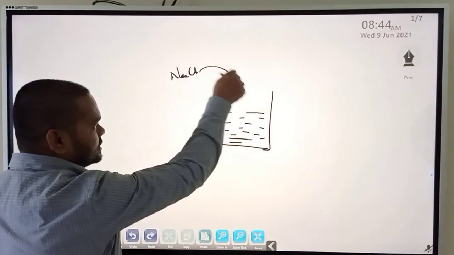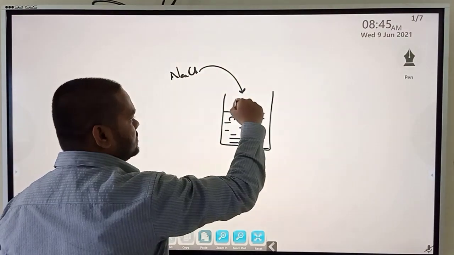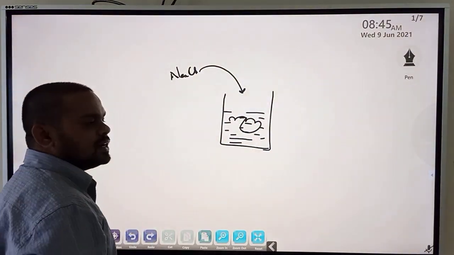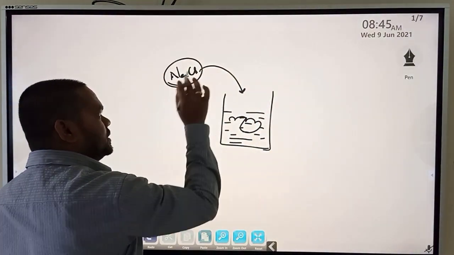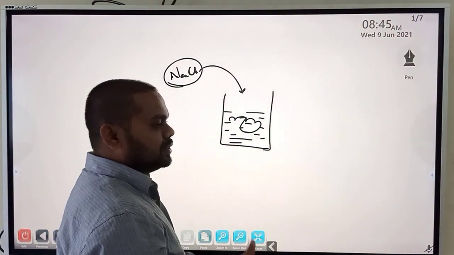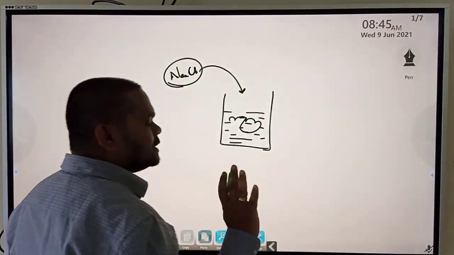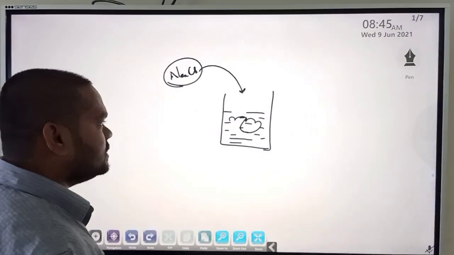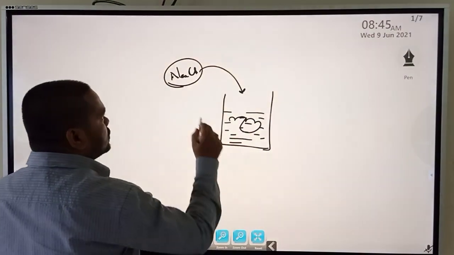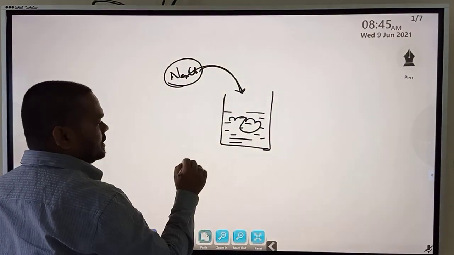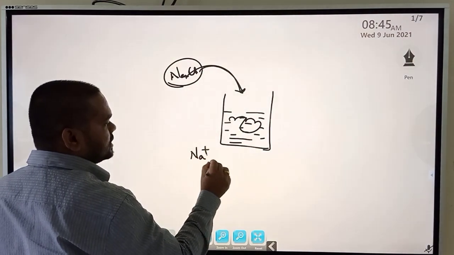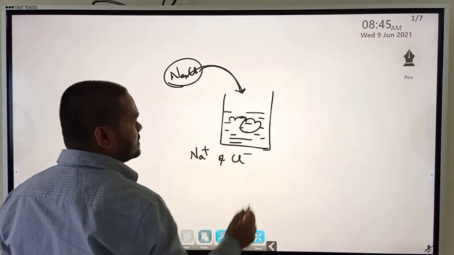When you drop it inside and I stir it, what happens? What do you expect? Will this NaCl be like that only? No, it will automatically break down. Now how is it breaking and what is happening? That is our interest of study. So when you drop this NaCl inside, it breaks down as Na plus and Cl minus.